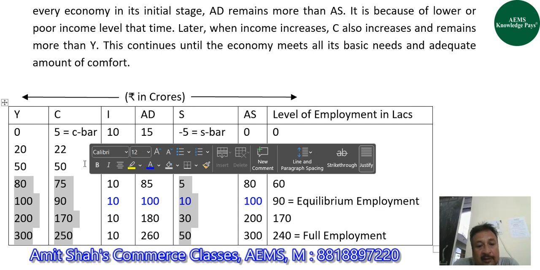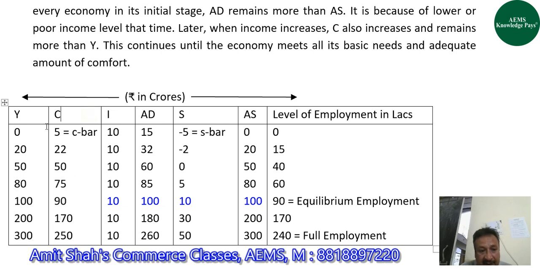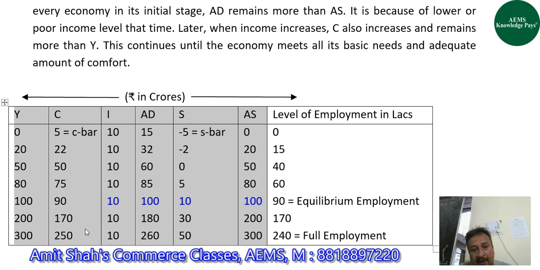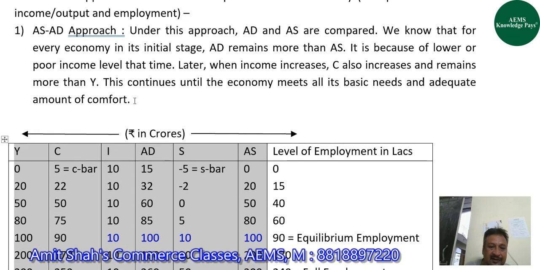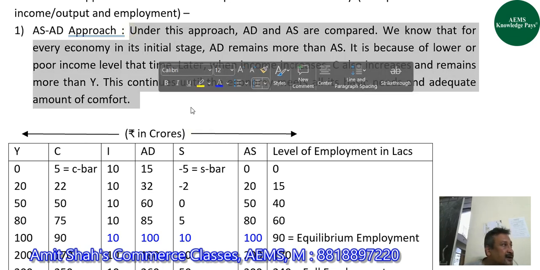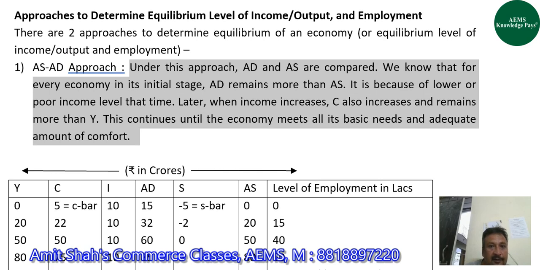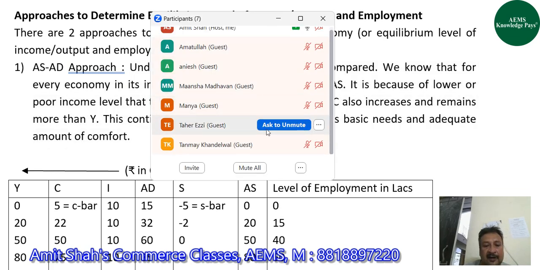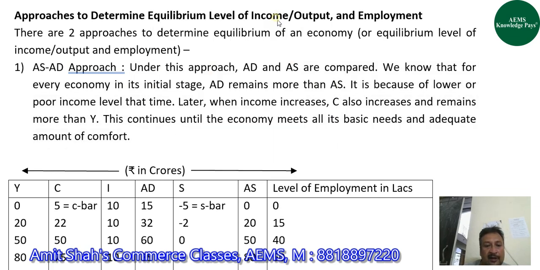Understood, guys, or not all? So every economy, guys, has this trend of income, consumption expenditure, investment expenditure, aggregate demand, savings, and AS. Have you all understood, guys, or not? We have 5 minutes only for this session. After that, we will start BS, business studies. So tell me whether you all are understanding this much or not, guys. Anish, Mansha, Manya, Tahir, Tanmay, Amatullah.